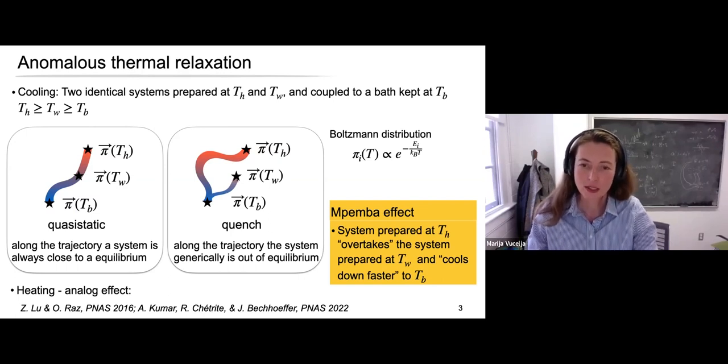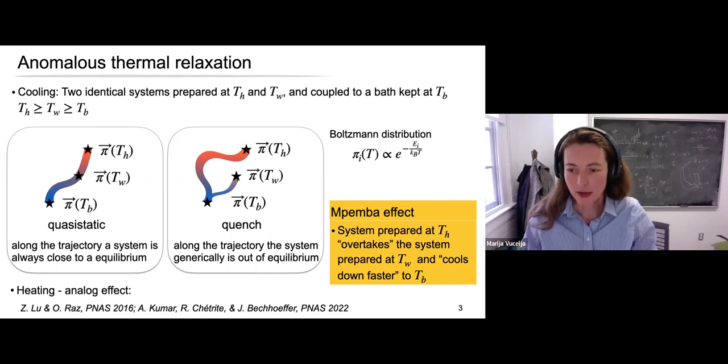So I'm interested in those. I'm interested in the so-called Mpemba effect. I define it as you have your system, you prepare it in some equilibrium.